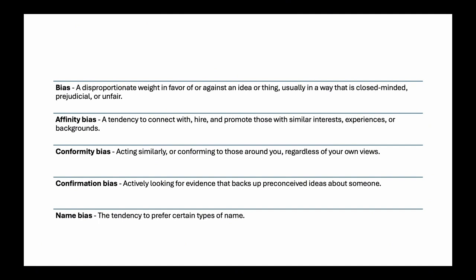You have conformity bias. It doesn't matter what you think, doesn't matter your own view, you just act similarly or conform to those around you. And there is also confirmation bias: actively looking for evidence that backs up your ideas about someone. And name bias. Name bias is the tendency to prefer certain types of names. For example, your name can affect your hiring position. If your name isn't nice, or if your name is considered a terrorist name or something, then you wouldn't be accepted or hired.